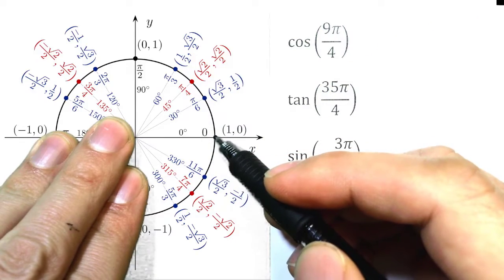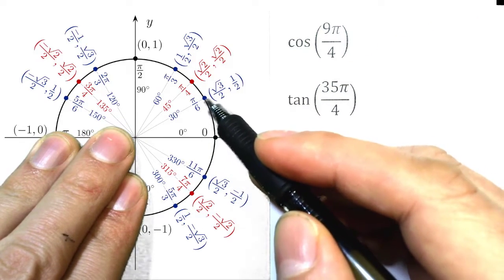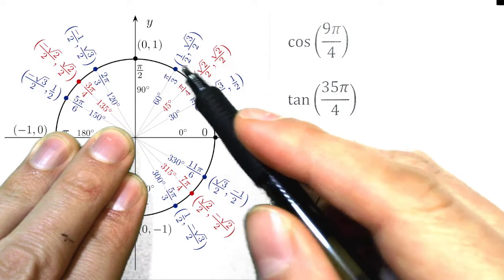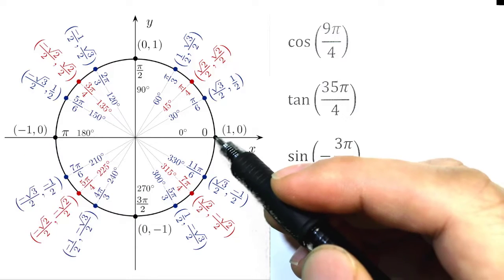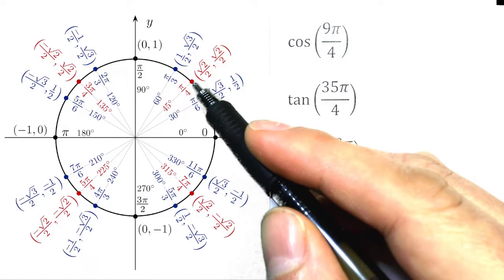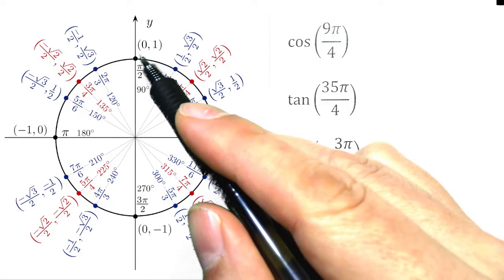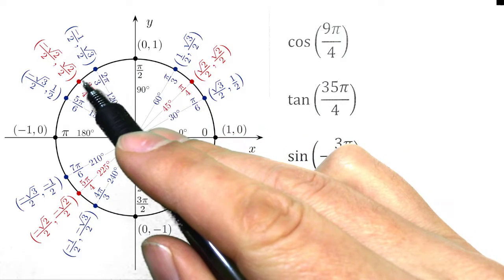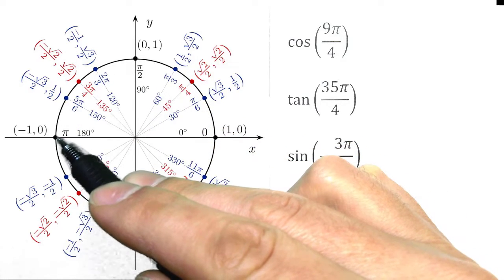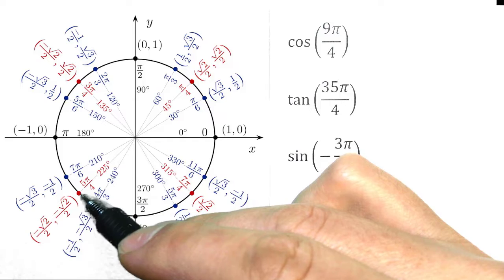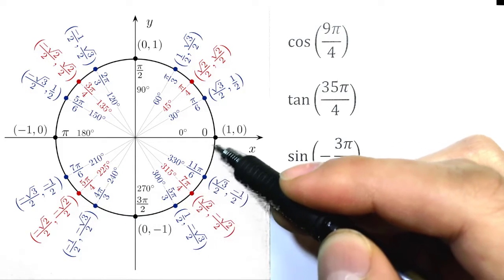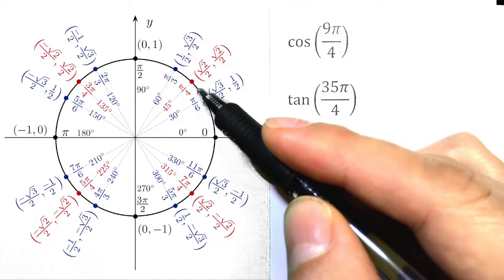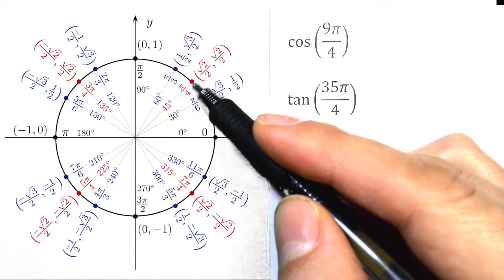So notice that when we count these, we're going to skip over these blue angles because pi over 4 goes further than that. So when I count, I'm going to go 1 pi over 4, 2 pi over 4, 3 pi over 4, 4 pi over 4, 5 pi over 4, 6 pi over 4, 7 pi over 4, 8 pi over 4, 9 pi over 4. So that puts me right here.